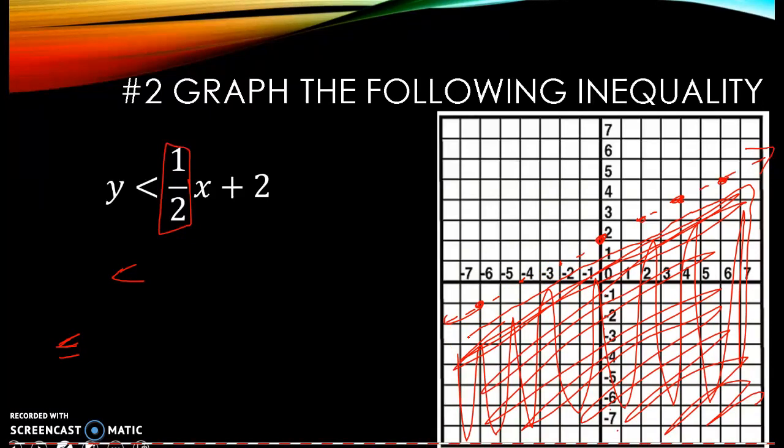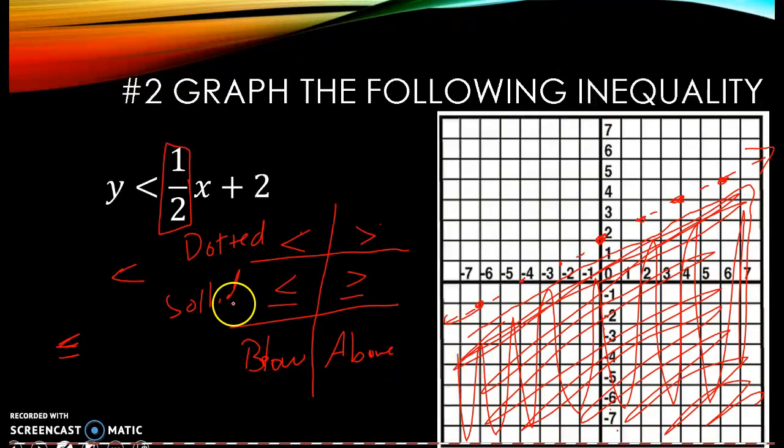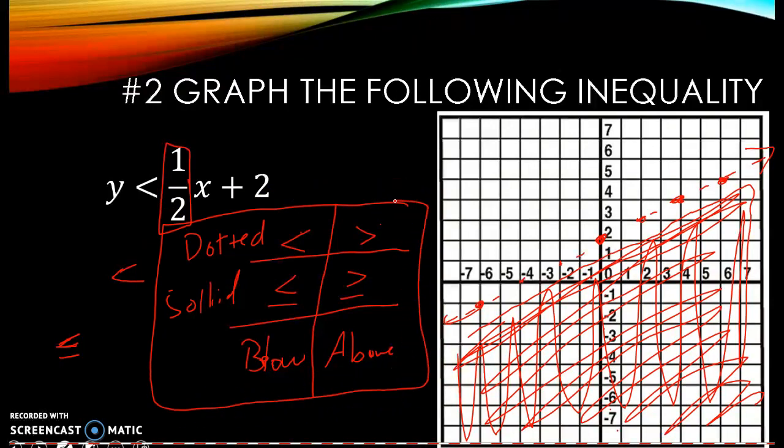So first thing you might want to write down is this. If it's in slope-intercept form and it's less than or equal to, you're going to shade below the line. If it's greater than or equal to, you're going to shade above the line. Another thing you might want to write down is if it looks something like this, where it's less than or greater than, it is a dotted line. And if it's less than or equal to or greater than or equal to, it is a solid line. Okay, so this chart in your notes might be helpful for you as you graph these equations.